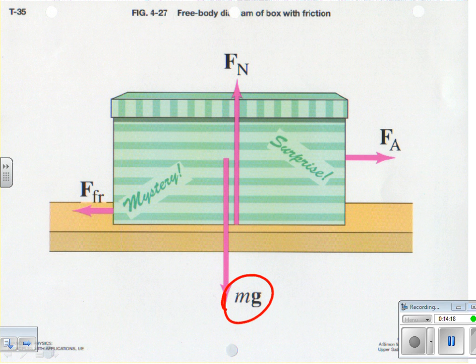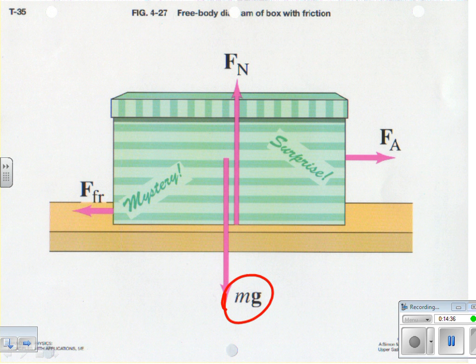You're familiar with g. What was g? The acceleration of gravity. Mg is the force of gravity. You need to understand the difference between force and acceleration, and we'll talk about that. Notice that this box is not falling down. Why is it not falling down?